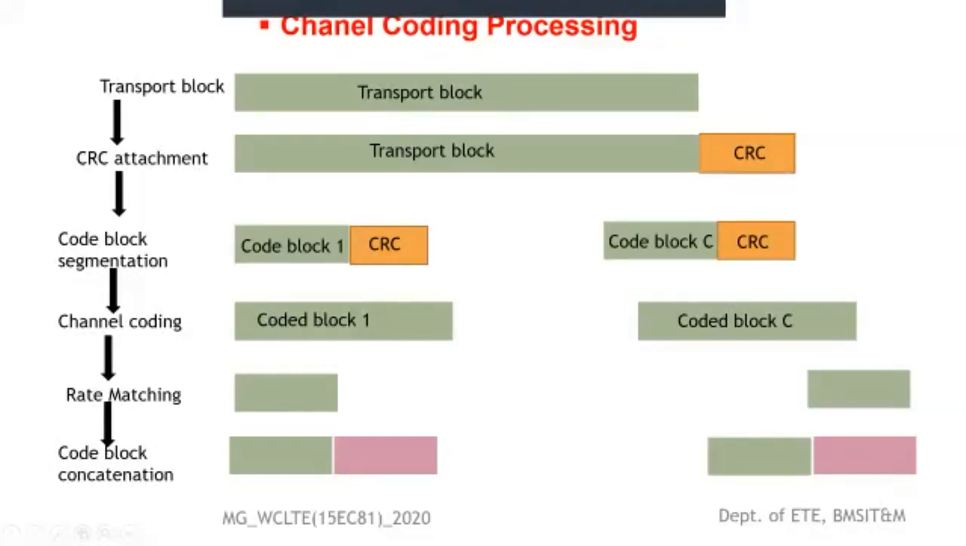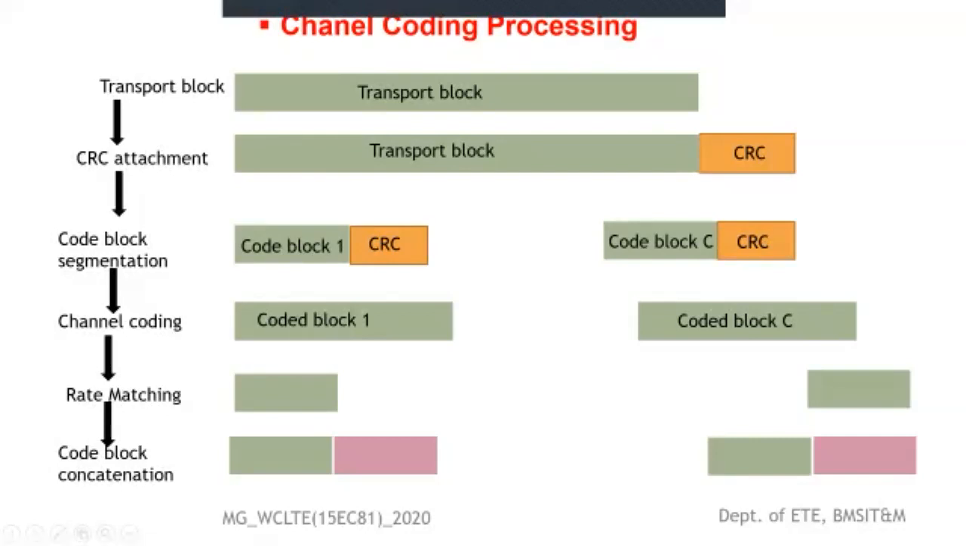Next, after adding CRC to the transport block, depending upon the size, the segmentation into code blocks is done. For every code block, again CRC will be added. So code block 1 and so on up to code block C, I have written here. For every code block, the CRC is added. After segmentation, the next step is channel coding.